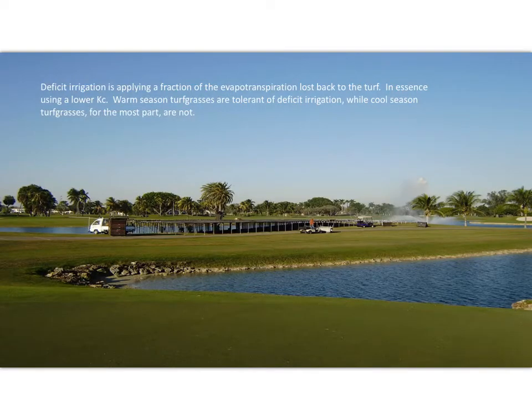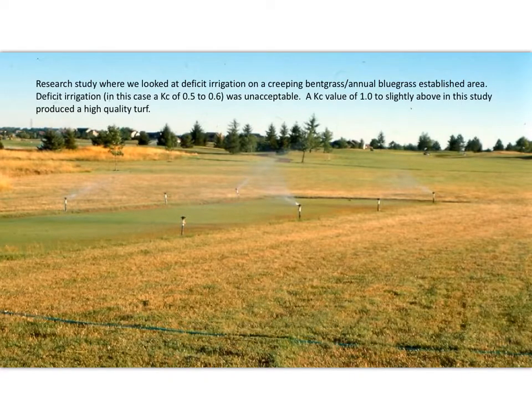Deficit irrigation is a term used to describe irrigating with the lower end of the crop coefficient values to reduce the amount of irrigation water used on turf. Warm season turfgrasses are most tolerant to deficit irrigation, while cool season turfgrasses, except for maybe tall fescue, are not. For high-quality cool-season turfgrasses, watering close to the reference ET produces the quality of turf most expected on athletic fields and golf courses through the summer. Watering at lower crop coefficients can cause stress and lower quality turf.